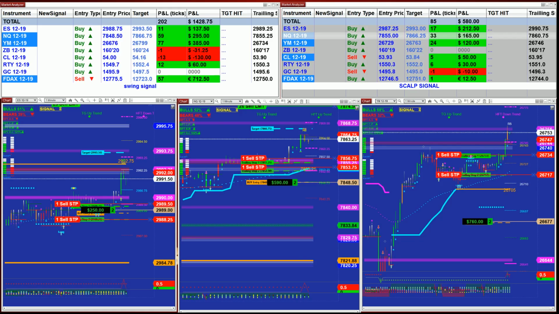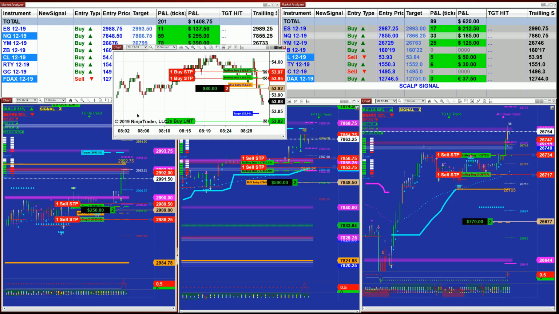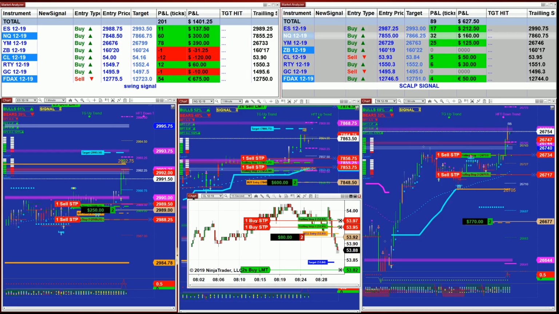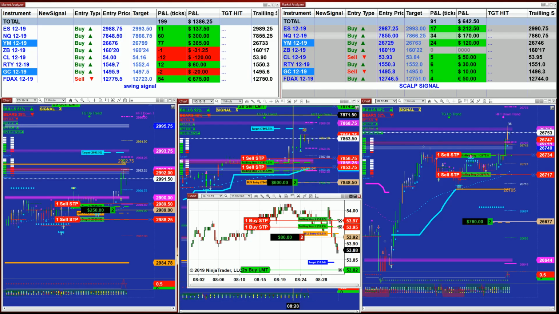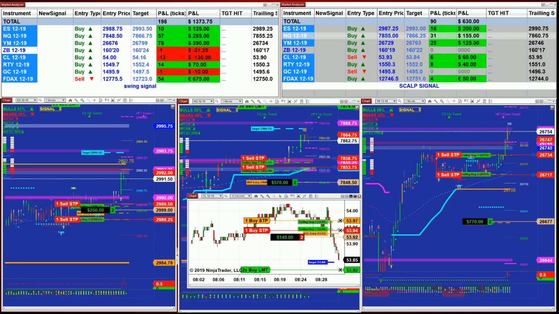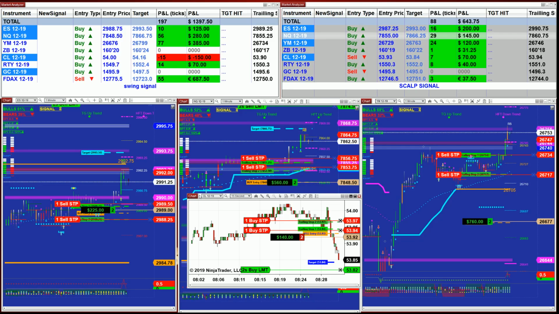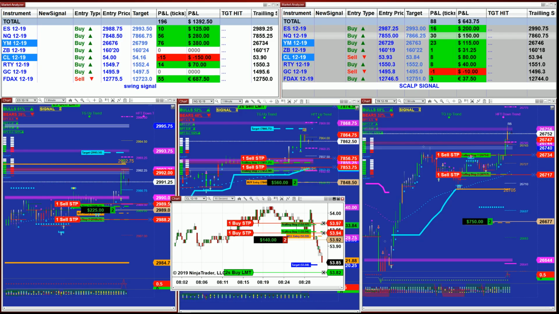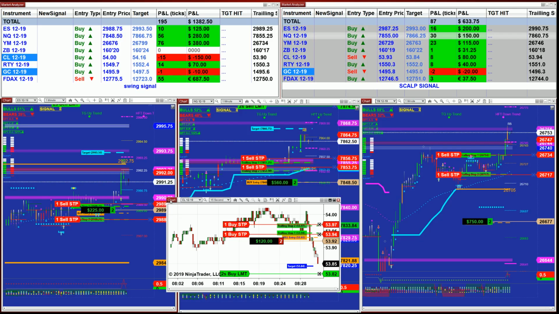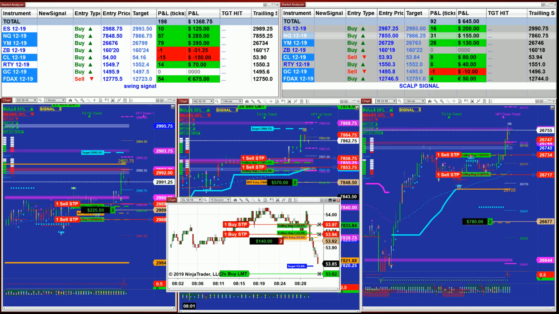For the CL traders on the scalping, let me get the CL. This is the CL on the scalping. It is about to hit the target, the sell at 53.93, and you just nailed it. I'm going to leave it. I'm not going to increase or decrease the target. I'm going to leave it as is on the scalping.